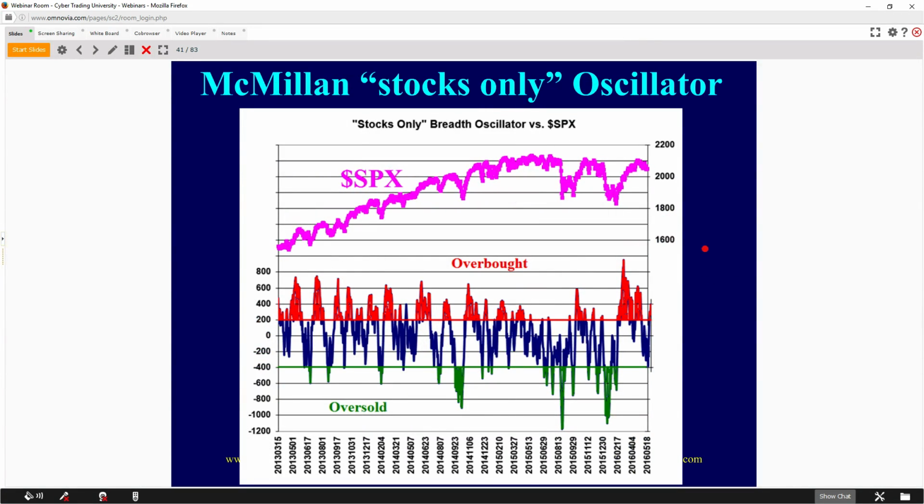Here's the stocks only oscillator going back a couple of years. Well, actually back to March of 2015. So it's just 12 months, 14 months. The S&P is up here. This is the oscillator. So if it's above plus 200, it's in overbought territory. Now, again, remember I said overbought doesn't mean sell. So we don't actually sell here until it comes back out of overbought territory. Similarly, if it's below minus 400, it's oversold. And again, we don't give a buy signal until it comes out of that.